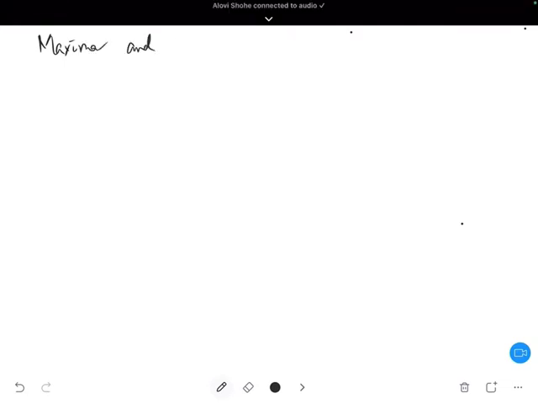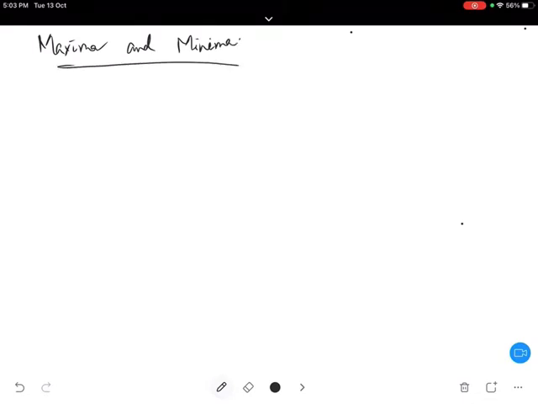Maxima and Minima. We are doing this chapter and we have done up till question number 2 1, and we were doing 2 2 last class. So let's start with that. Question number 2 2. Let's do it.